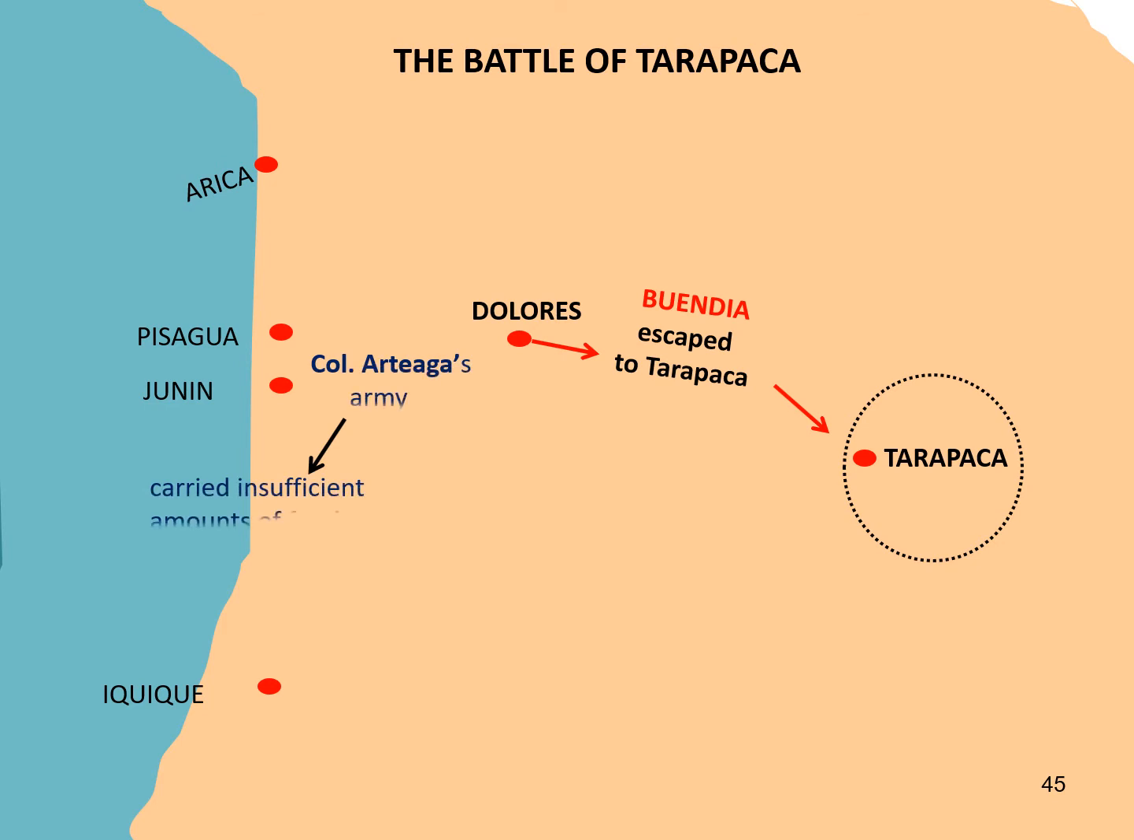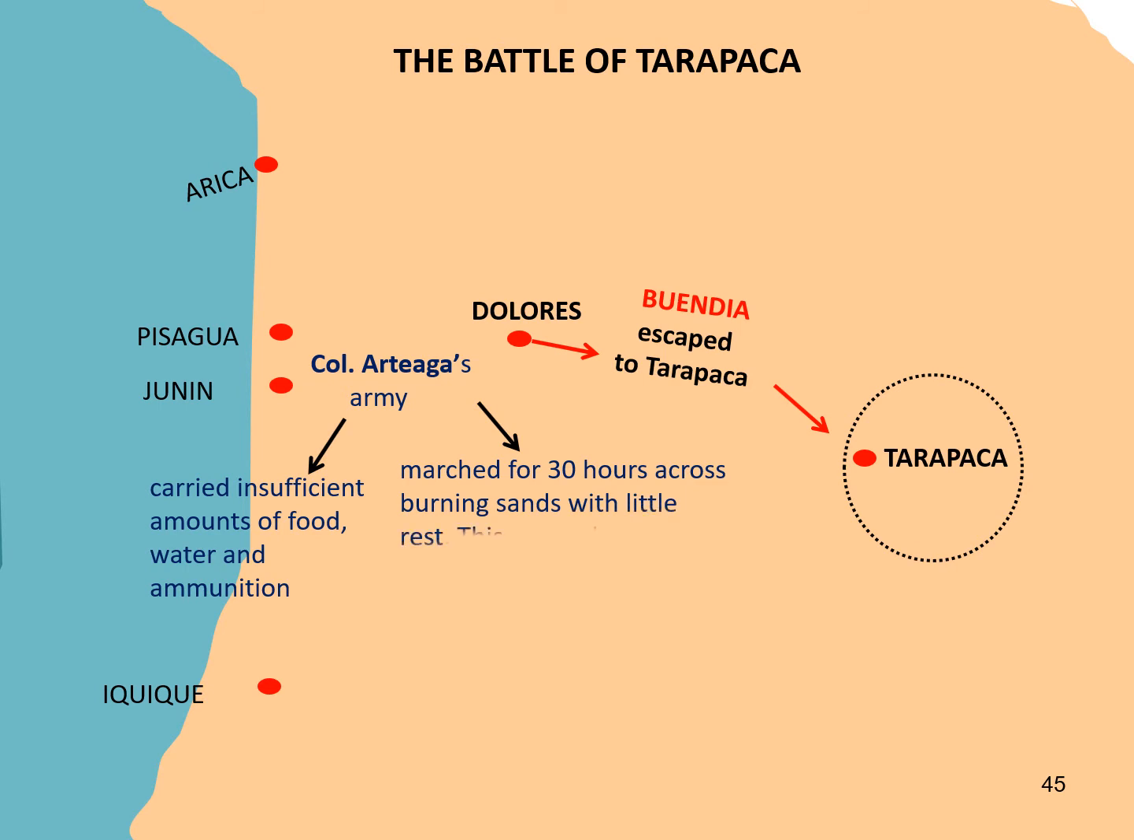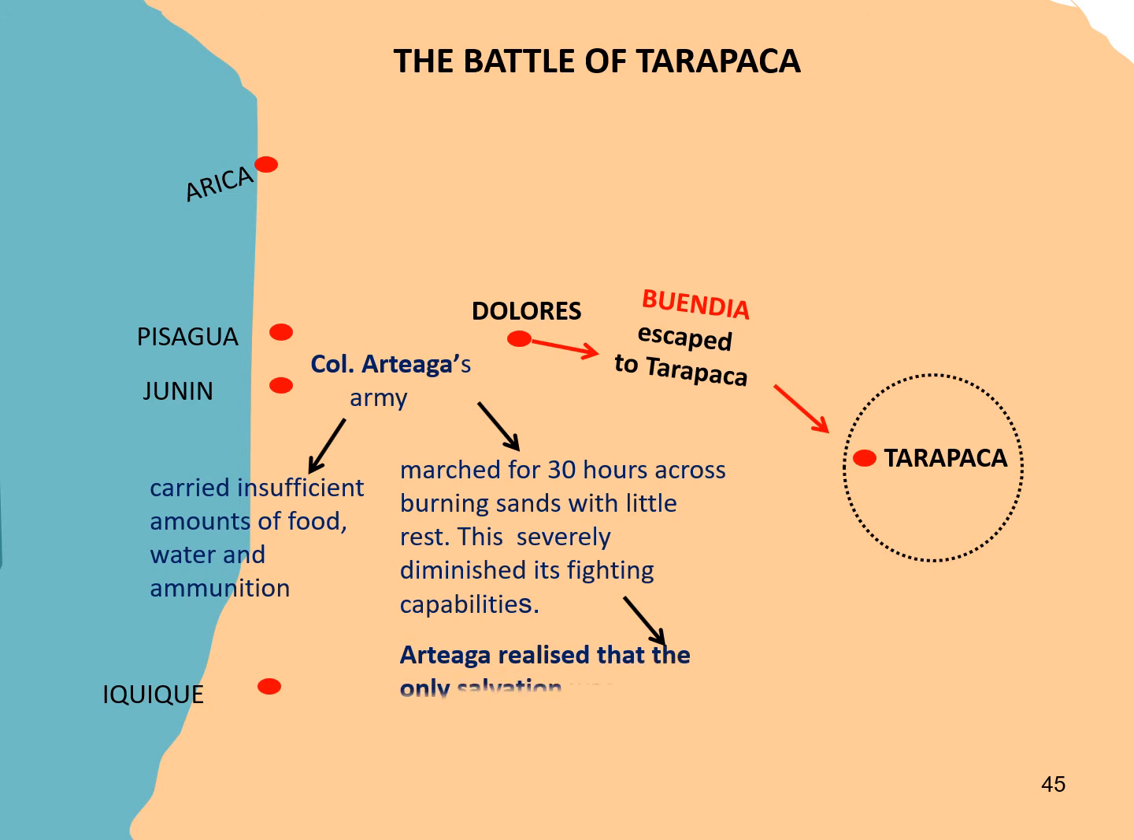The attacking army of Colonel Arteaga carried insufficient amounts of food, water and ammunition, and also marched for 30 hours across burning sands with little rest. This severely diminished its fighting capabilities. Colonel Arteaga realized that the only salvation was to attack quickly, thinking his enemy was in bad condition.